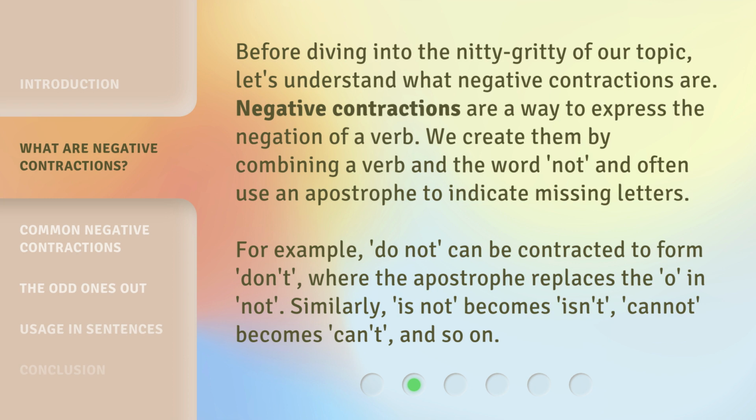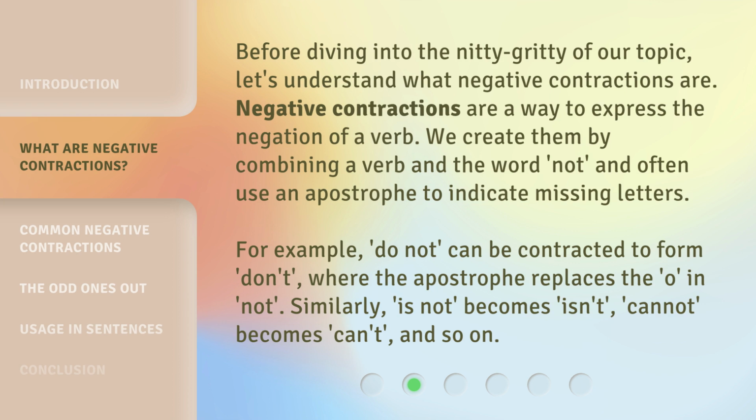Before diving into the nitty-gritty of our topic, let's understand what negative contractions are. Negative contractions are a way to express the negation of a verb. We create them by combining a verb and the word not, and often use an apostrophe to indicate missing letters.